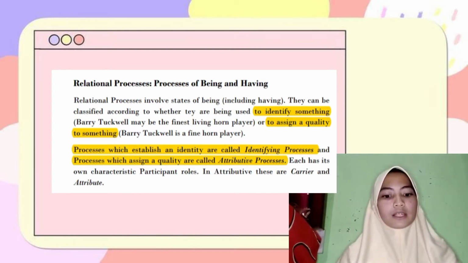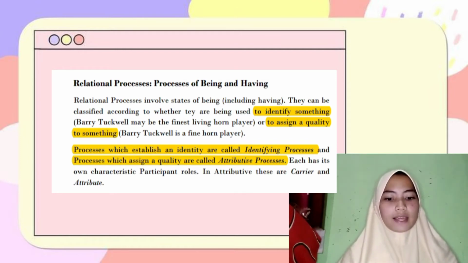Relational processes, or processes of being and having. Relational processes involve states of being, including having. They can be classified according to whether they are being used to identify something, for example, Barry Tuckwell may be the finest living horn player, or to assign a quality to something, Barry Tuckwell is a fine horn player. Processes which establish an identity are called identifying processes, and processes which assign a quality are called attributive processes.